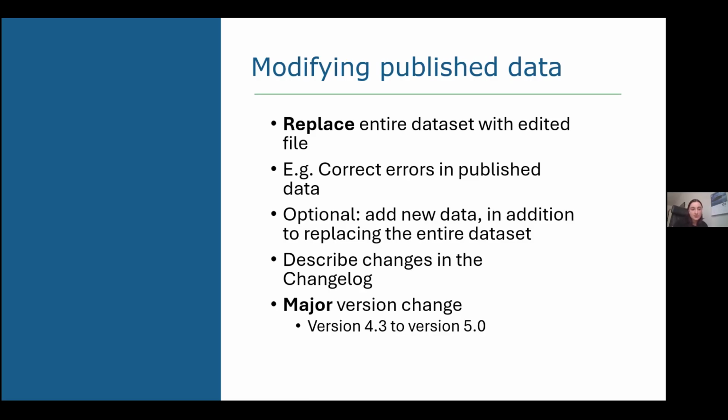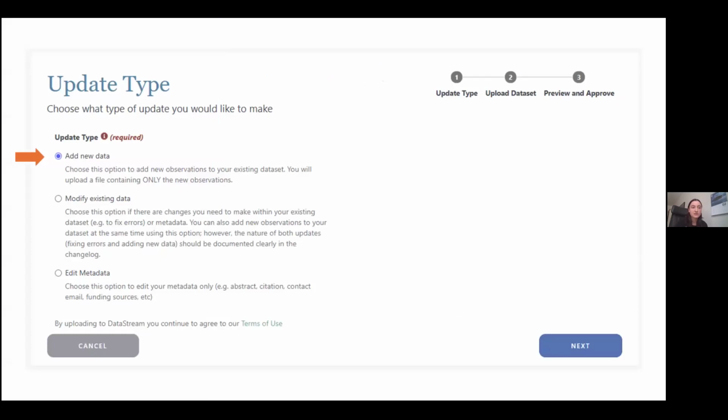So just keep in mind that there are these three different options. The first one is to add new data. The second one will actually replace your entire data set with a new version. And then this third one, edit metadata, is just to edit the metadata for your data set.